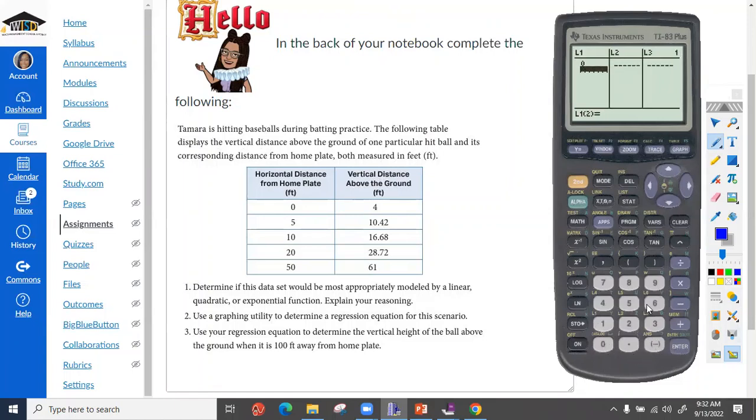So she had 0, 5, 10, 20, 50. And I'm going to put in 4.10 and 42, 16.68 and 28.72, and 61.